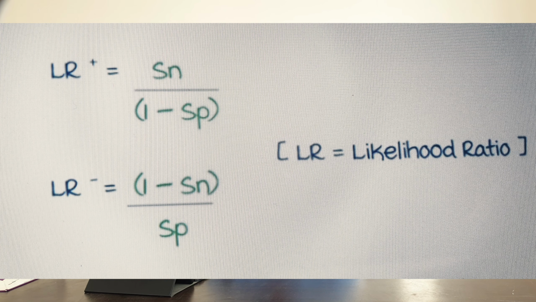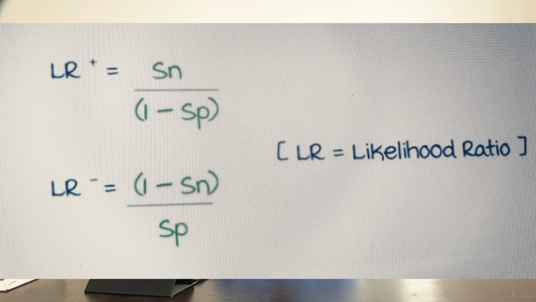We have two formulas: likelihood ratio positive and likelihood ratio negative. For the LR positive, the formula is sensitivity divided by 1 minus specificity. Then for the likelihood ratio negative, the formula is 1 minus sensitivity divided by specificity.